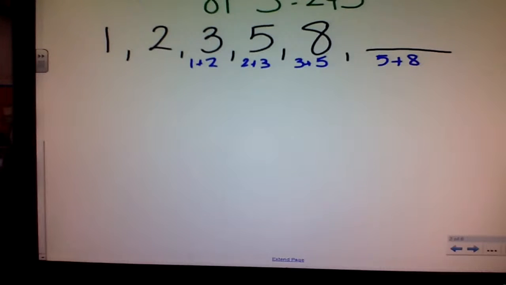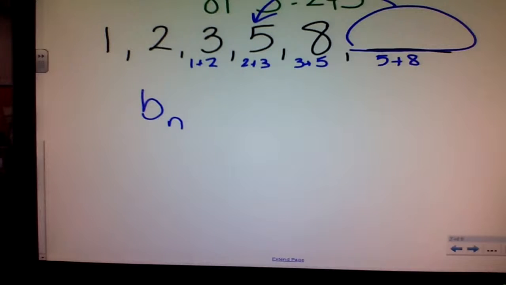So to get this number, to get B sub n, I have to go backwards and use this number. Well, how many spaces back is this number? 2. So I call that B sub n minus 2. And what do I do with that? I add it to this number. This number is 1 space back, so I add it to B sub n minus 1.